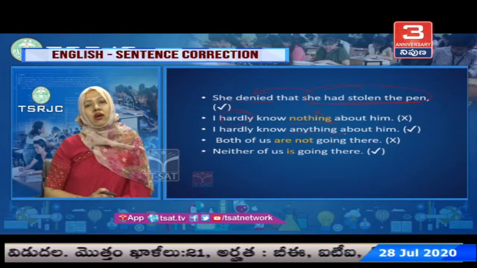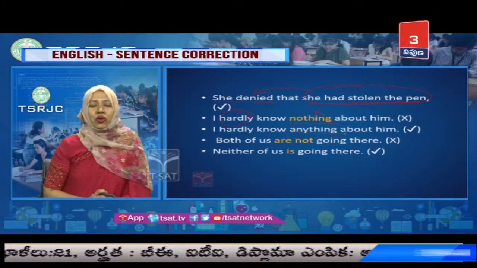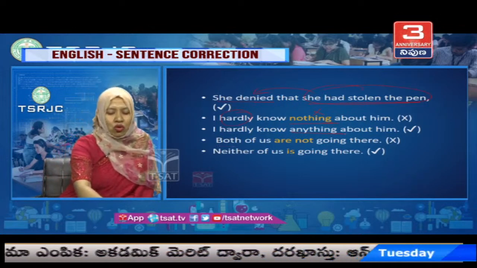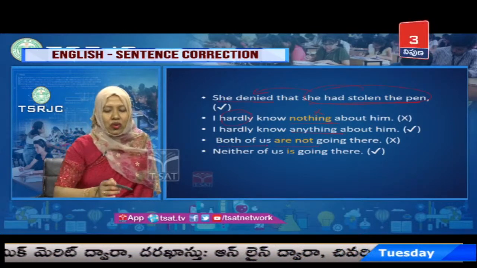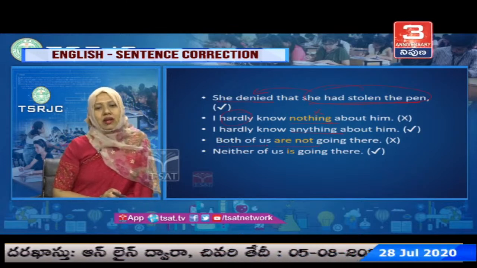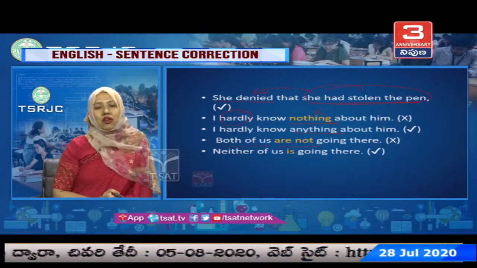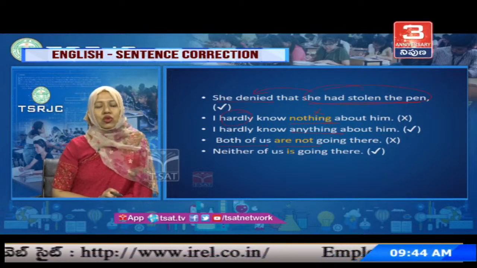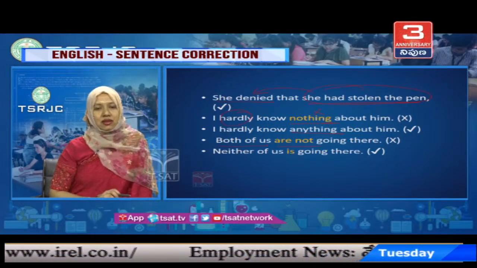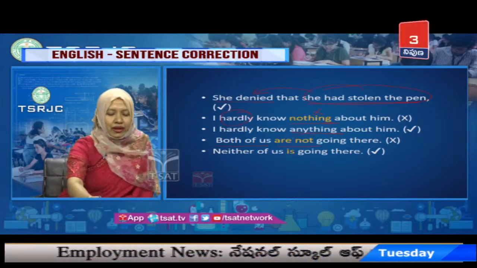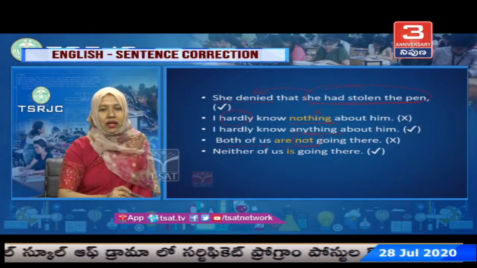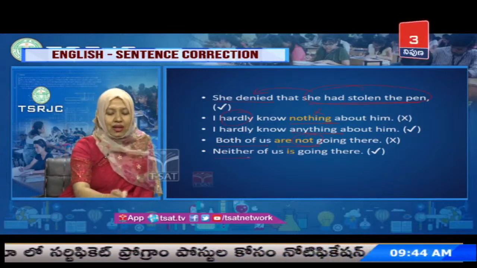Now, both of us are not going there. In this example, both of us are not going there. Again, this is a wrong usage. When you use both, you should use a positive sentence. You should never use negative, not. When you are talking about something negative, you should use neither.